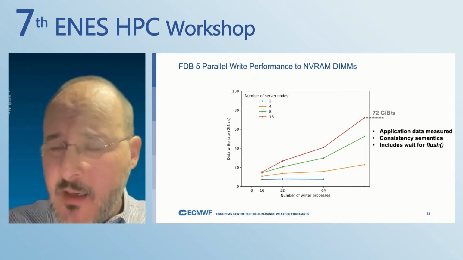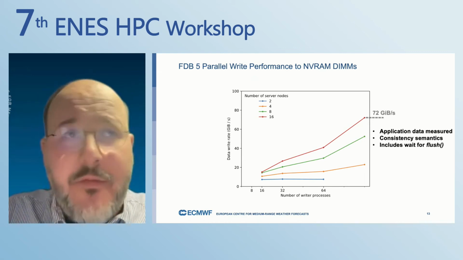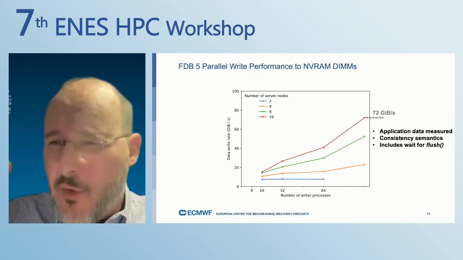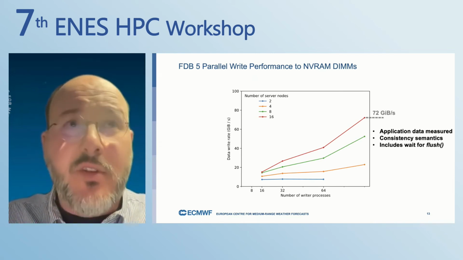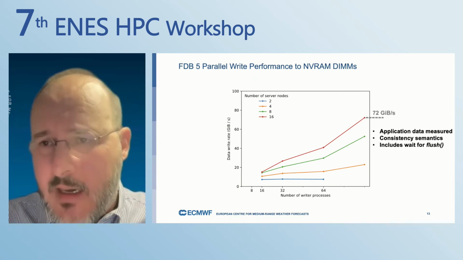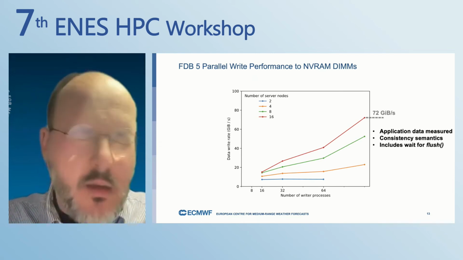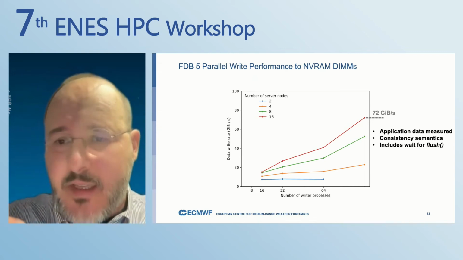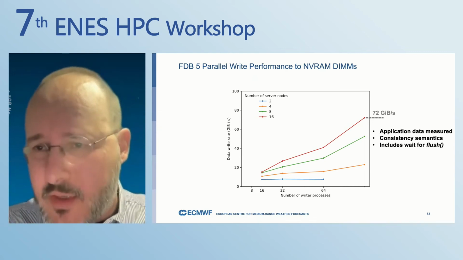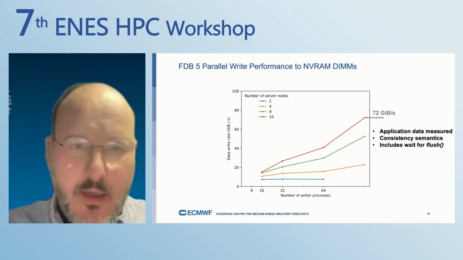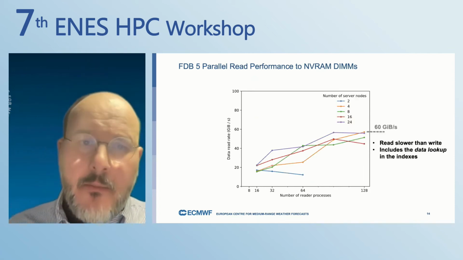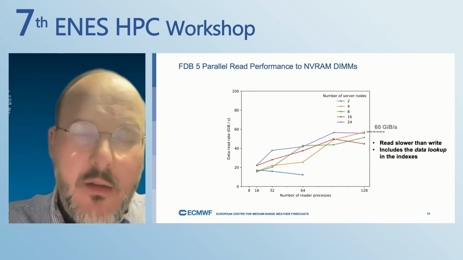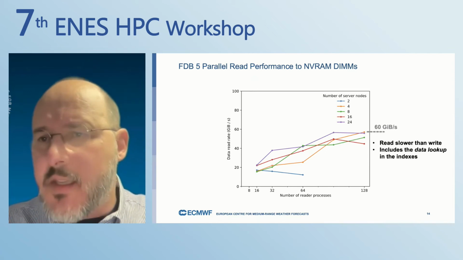By comparison, just to give you an idea, today we do roughly 40 gigabytes per second on our Lustre file system, which contains 280 object storage targets, OSTs. So it's an order of magnitude different in terms of hardware involved, and yet only half of the performance. For the FDB parallel read performance, we obtained 60 gigabytes per second.